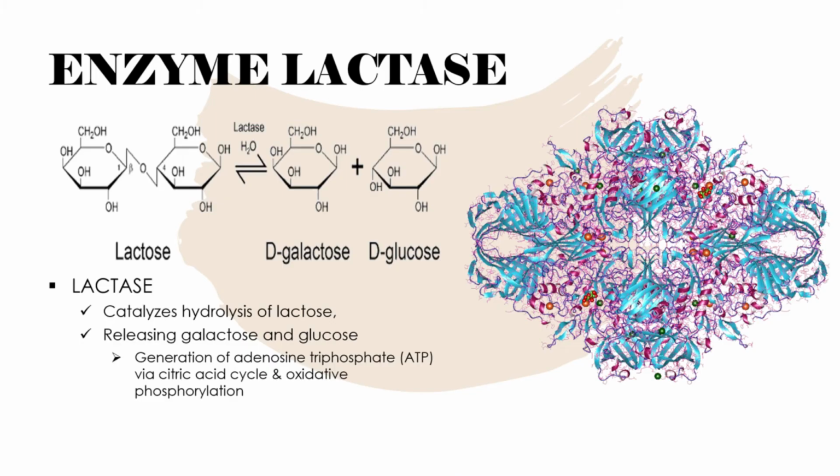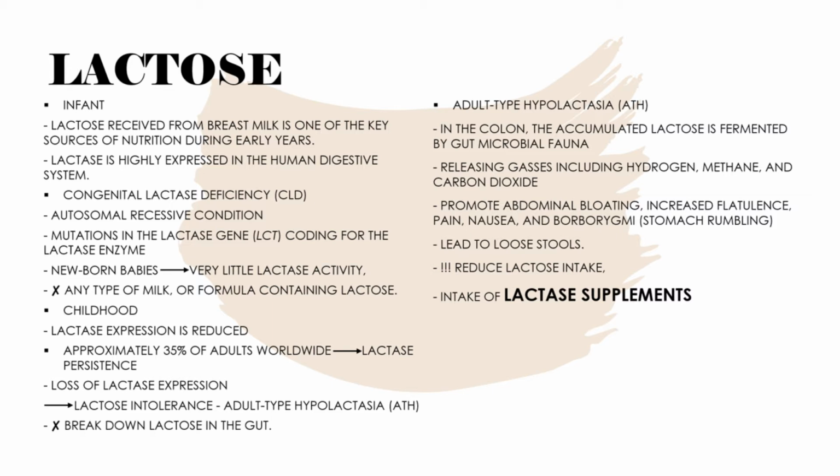The enzyme lactase catalyzes the hydrolysis of lactose into galactose and glucose. These products will later be used in the citric acid cycle, which is also known as the Krebs cycle, and the oxidative phosphorylation process to generate adenosine triphosphate, ATP, which is also a form of energy. During infant development, lactose received from breast milk is one of the key sources of nutrition during the early years. Lactase is highly expressed in the human digestive system.